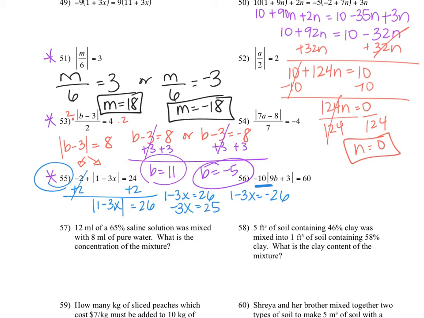And I'm going to use a calculator to know 25 divided by -3 equals -8 1/3. Or you could have said -25/3. That's totally fine. So I'm going to box this answer. And my second equation, I subtract 1 from both sides, so -3x equals -27. So x equals +9.